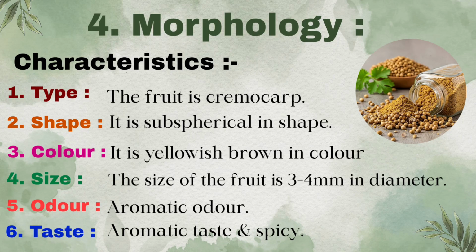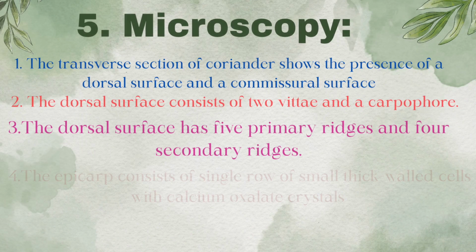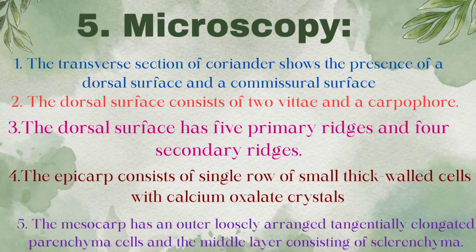Its characteristics. First, type. The fruit is a cremocarp. Second, shape. It is subspherical in shape. Third, color. It is yellowish brown in color. Fourth, size. The size of the fruit is 3 to 4 mm in diameter. Fifth, odor. Aromatic odor. And sixth is taste. Aromatic taste and spicy. Next is microscopy of coriander.